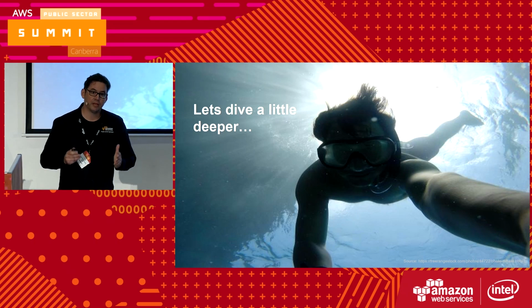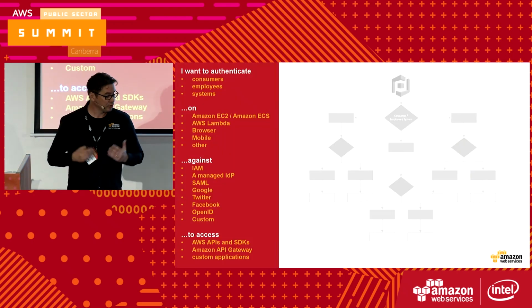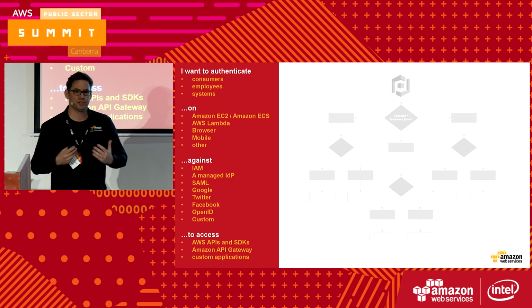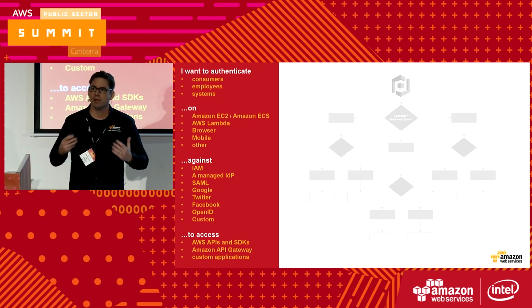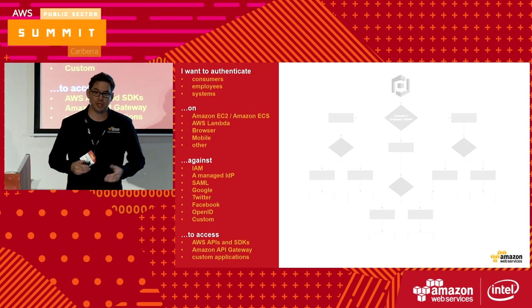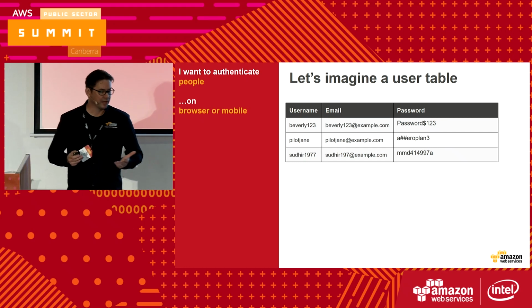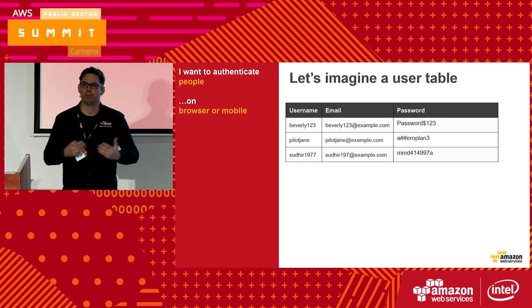So let's dive deep into some of these scenarios. What I want to talk to you about today is we're going to walk through a whole range of features that are going to help you make the appropriate auth decisions when you're building applications for AWS. The first thing we're going to talk about is we want to authenticate people on a browser or a mobile device.